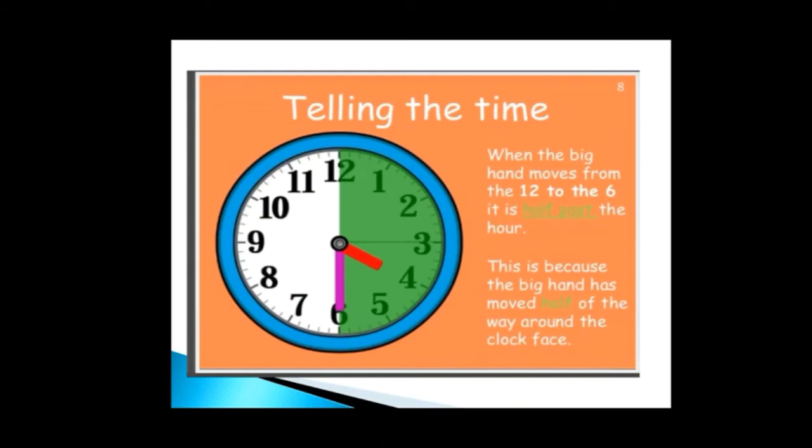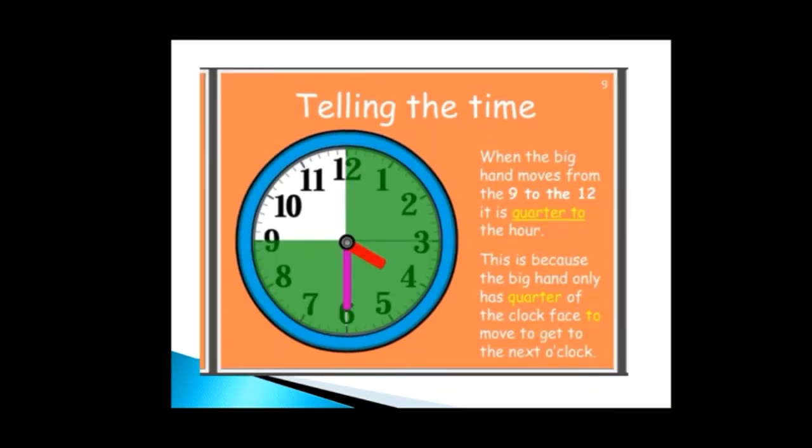In the next picture, we observe that half of the clock is covered with green color. When the big hand moves from the 12 to the 6, it is half past the hour. This is because the big hand has moved half of the way around the clock face.